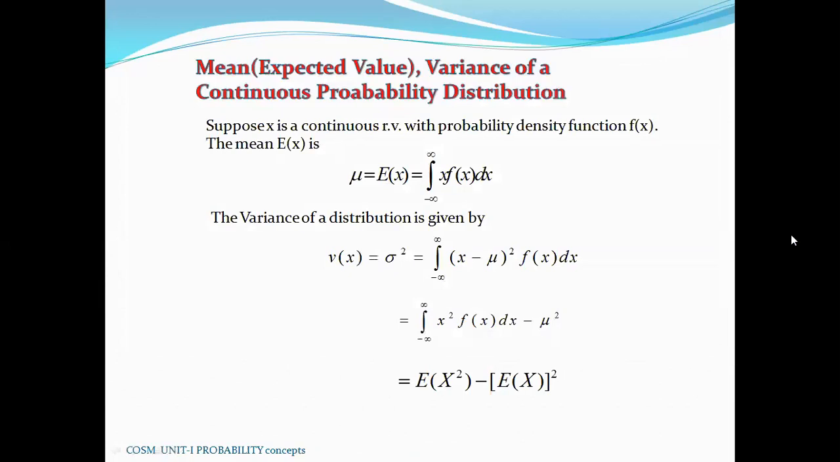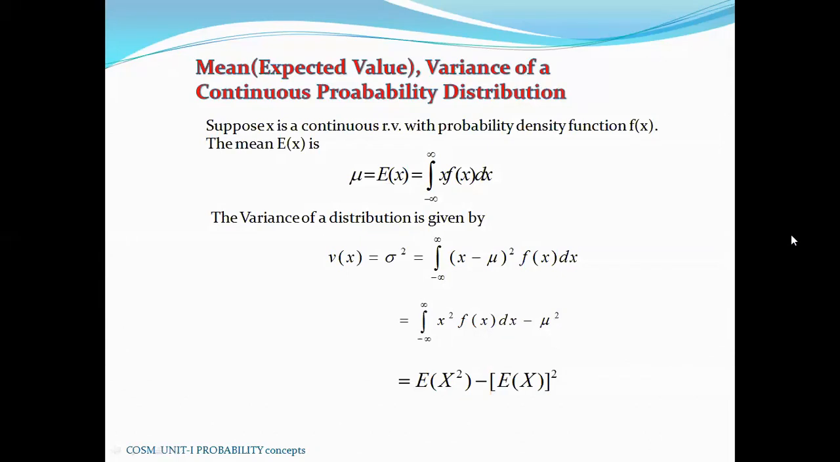So in this way, you can calculate the mean and variance of discrete probability distribution. Now next one, expected value and variance of a continuous probability distribution. So X is a continuous random variable with probability density function as f of x.